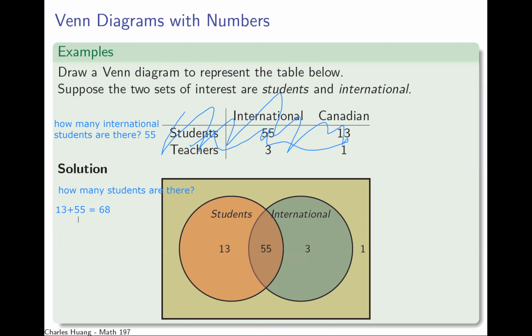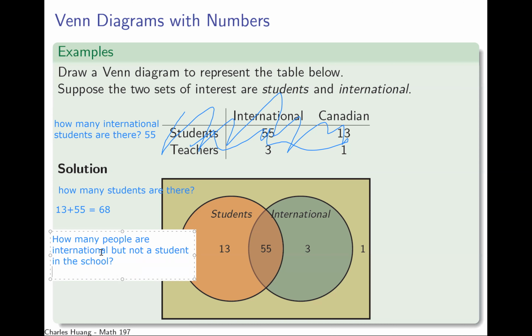We might ask you a slightly different question. We might ask you, how many people are international, but not a student in the school? So you have to know that we are looking for international people, but not a student. So that would be out here, and that would be 3. And our answer would be 3.